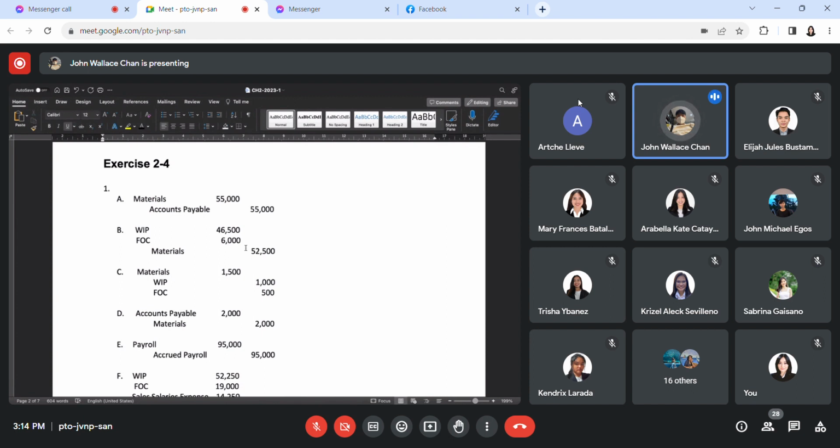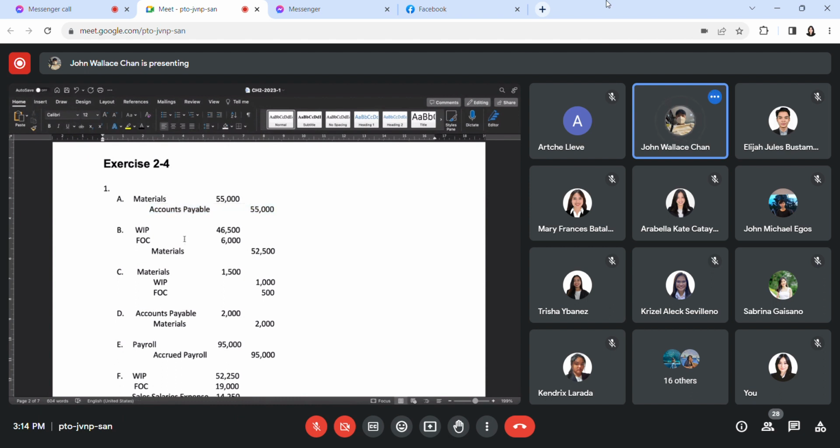The first requirement, which is to journalize the transactions above. So let's not mind the information at the top, and we'll go to the part where it says the following information pertains to the April operations. So for letter A, materials acquired from the supplier amounted to 55,000 pesos. So to journalize that, we debit materials 55,000 and then we credit accounts payable 55,000.